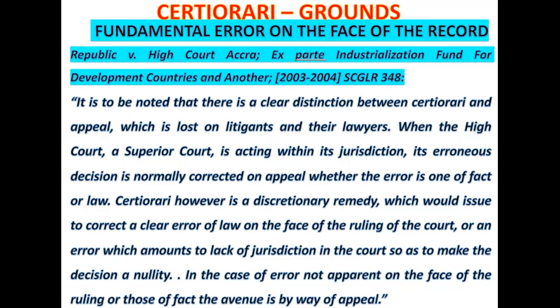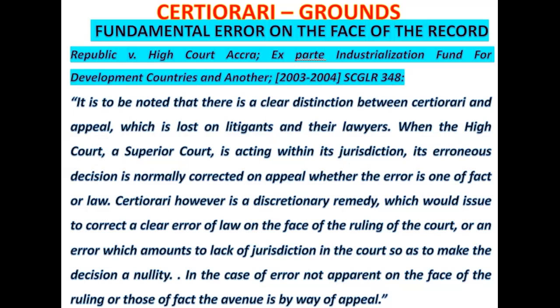I've given you the case of Republic versus Court of Appeal, ex parte Chachikata. We've given you the case of Republic versus High Court Accra, ex parte Trash. And you've also been given the case of Republic versus High Court Accra, ex parte Industrialization Fund for Development Countries and another. And they have all shown us when we rather have to go for certiorari and not an appeal.